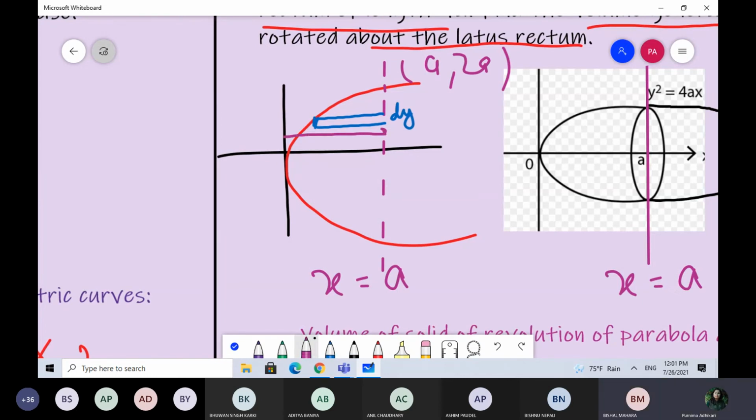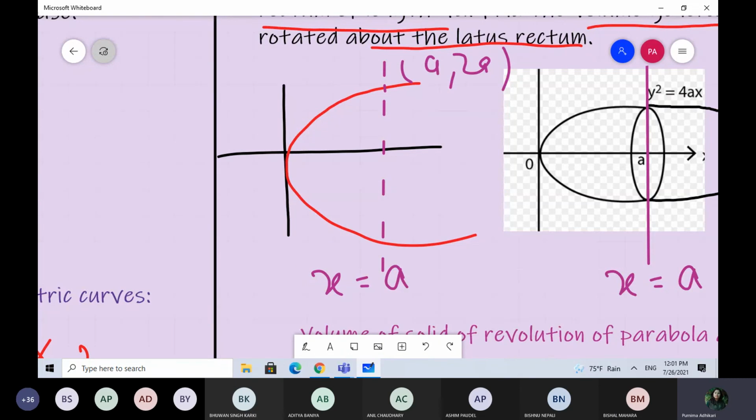From here till here, it's a. And from here till here is your x. So how much is this length? This length is a minus x, isn't it? Now is this clear to everyone? Yes, ma'am. Okay, very good. Once this is clear, everything becomes simple.